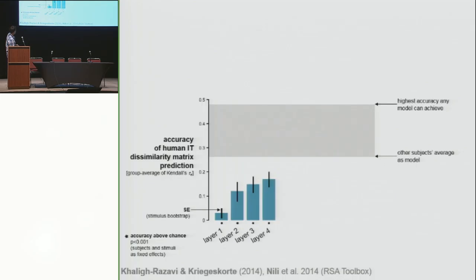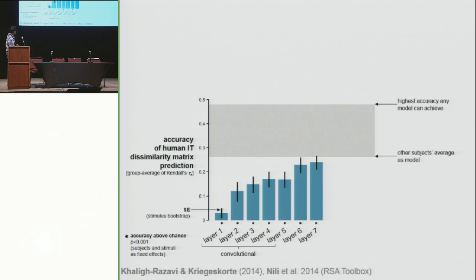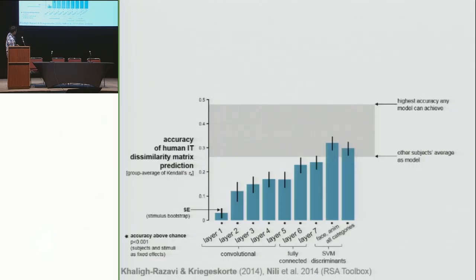So as we go up the layers of the model, we explain more and more variance in this representation. Layer 3, layer 4, layer 5. These are the convolutional layers of this network. Layer 6 and layer 7 get quite close to the noise ceiling, but don't quite reach it. And then when we fit SVM discriminants on separate sets of images to emphasize the right categorical divisions that are prominent in inferior temporal cortex, then we reach into the noise ceiling. We also fitted a weighted combination of the fully connected layers and the SVM discriminants and reached even deeper into the noise ceiling here.